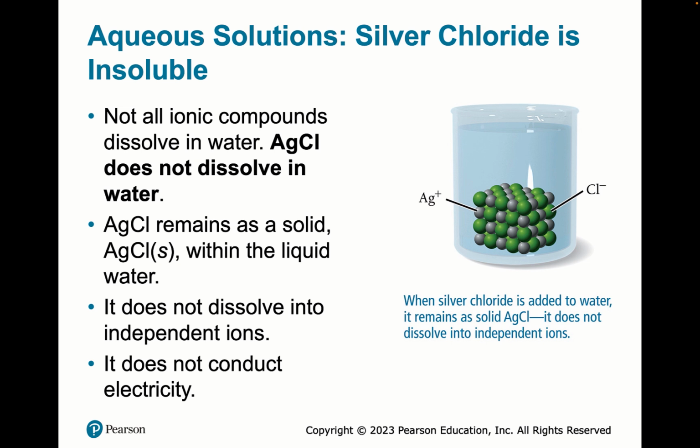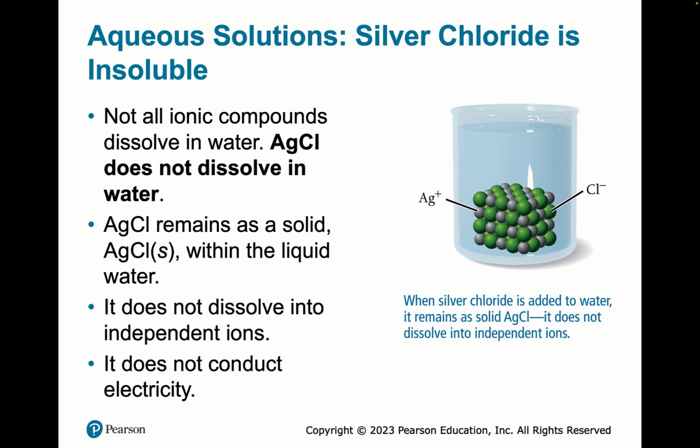But silver and chloride, chloride is only one atom. It's much smaller than the nitrate. So when the silver and the chloride get together, they can form a bond much more strongly than the attraction between the water, and it's much stronger than with the nitrate anion.